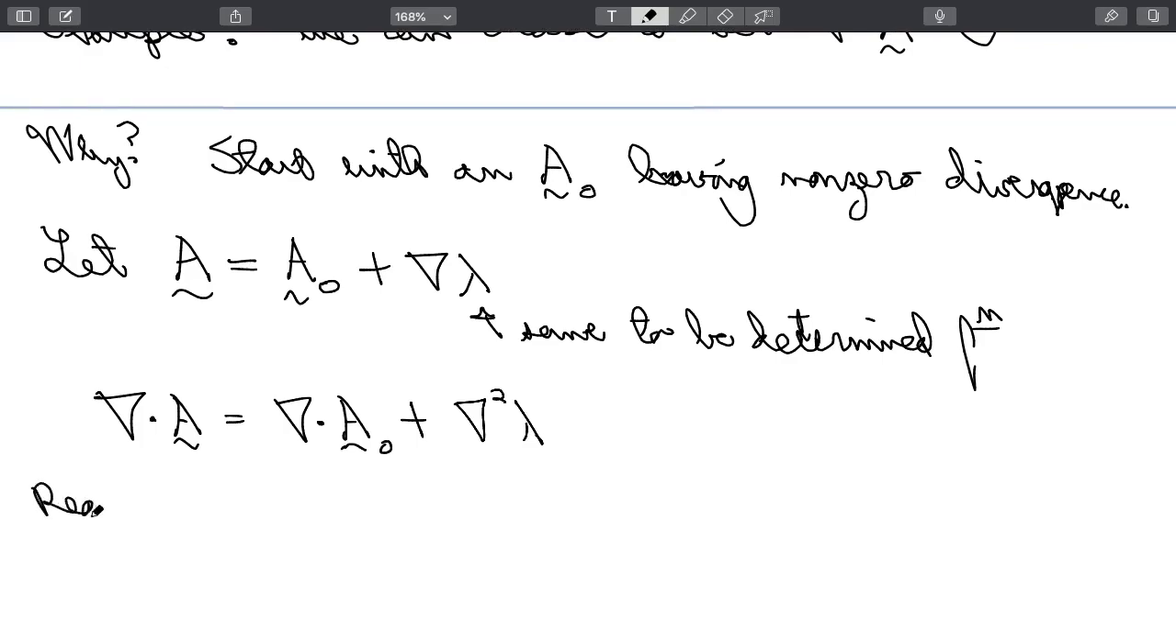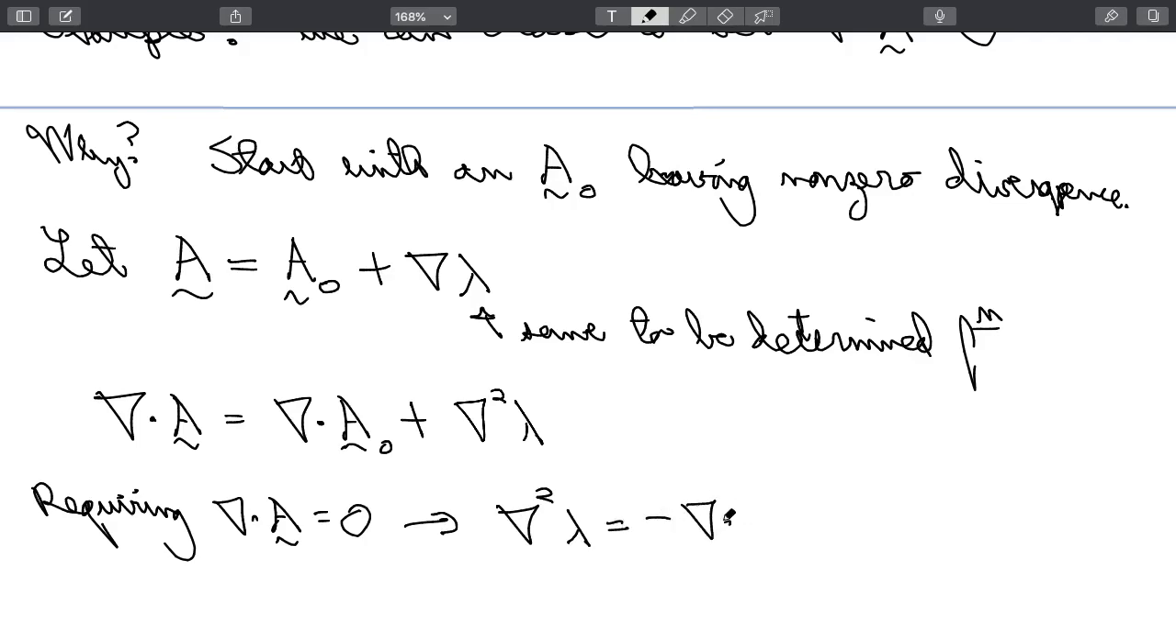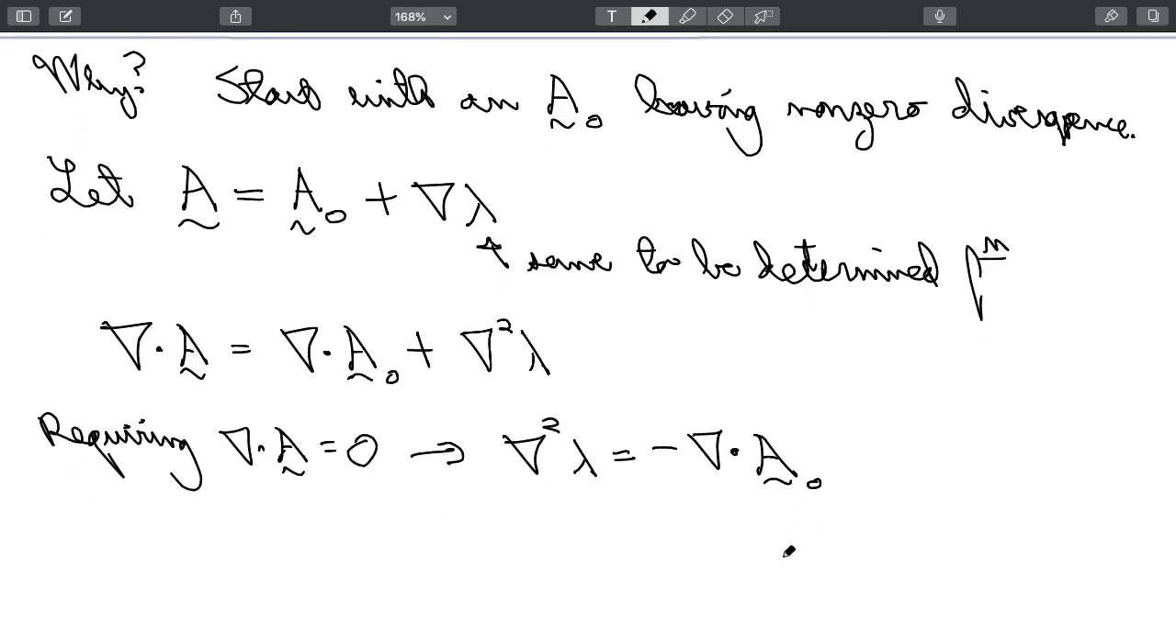So requiring div A equal to 0 means that essentially we get an equation telling us that the Laplacian of this auxiliary function lambda is just equal to minus the divergence of the A0 that we had before. But you recognize this equation. This is really just like a Poisson equation.